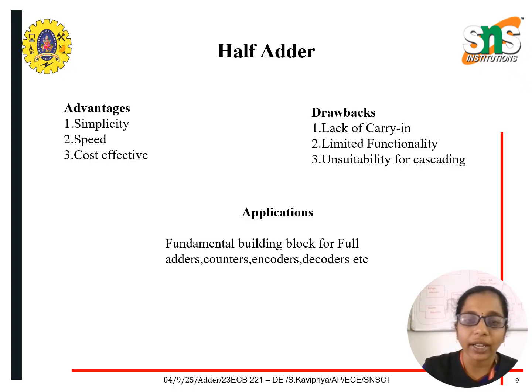And next, what are the advantages, drawbacks and applications of a half adder. The main advantage is simplicity, it is of high speed and it is cost effective since it involves only basic gates. The drawback is that it doesn't contain a carry in input and it has limited functionality when compared to the full adder. And for cascading operation, this half adder is not suitable. Applications are, it is a building block for the full adder, counter, encoder, decoder, etc.